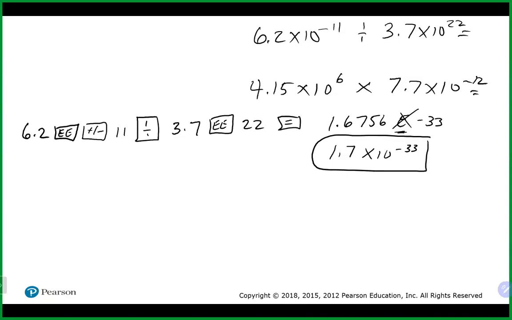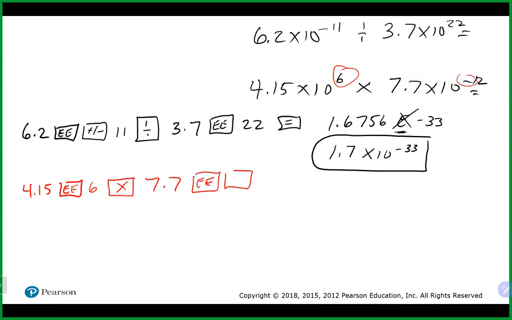So the next one here, we're going to put in very similar to it, 4.15. We're going to hit the exponent button. And as was the question just a second ago, this is a positive exponent, so we don't need the negative here. So we're just going to do 6. We are multiplying, so we're going to hit the multiplication button. And then we're going to do 7.7. Once again, the exponent button. This guy is a negative, so we are going to hit the negative button, and then 12, and then an equal sign.